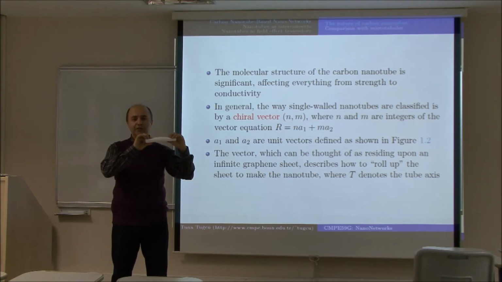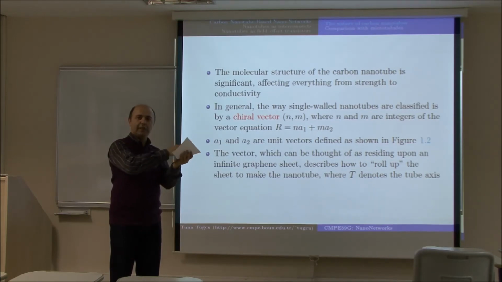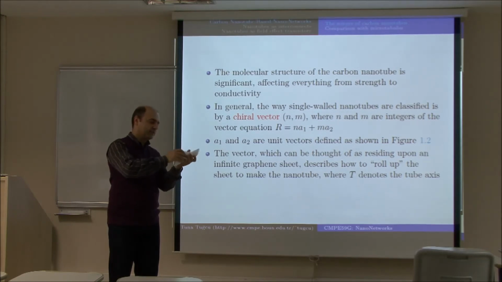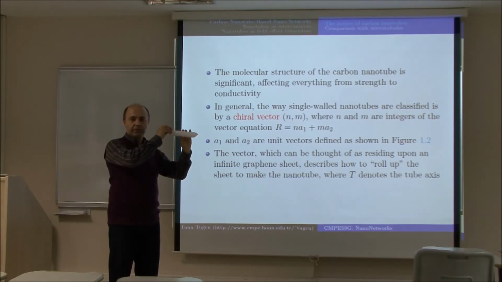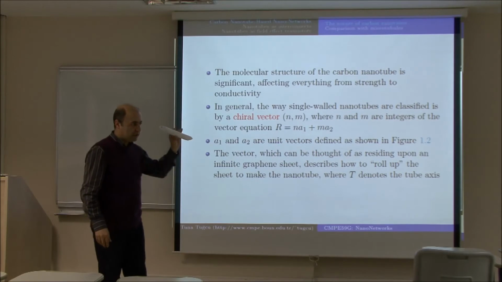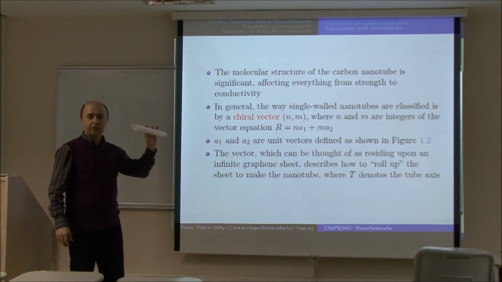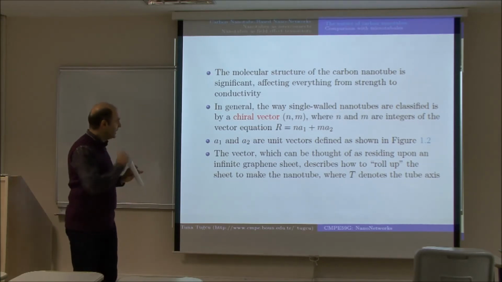Now, the important thing is how you roll it. This is one way of rolling it. What I did was just roll it this way. I can also roll it from the corner with different angles. This is yet another carbon nanotube. Change the angle of rolling, everything changes. What changes is the strength of this tube, the electric conductivity, and the thermal conductivity, all depending on how you roll it. And that's what we will see now.